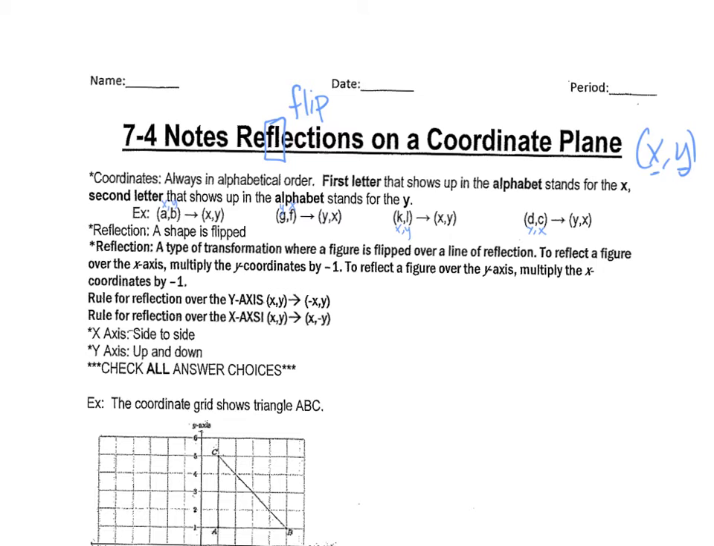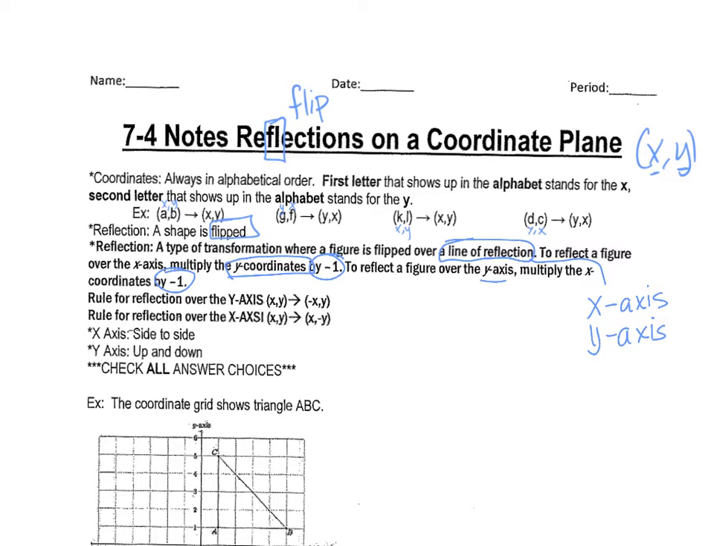So a reflection is a shape that's flipped. Reflection is a type of transformation where a figure is flipped over a line of reflection. For you guys, that's either going to be the x-axis or the y-axis. To reflect a figure over the x-axis, multiply the y coordinates by -1. So when you flip over the x-axis, the y is what changes. To reflect over the y-axis, multiply the x coordinate by -1.